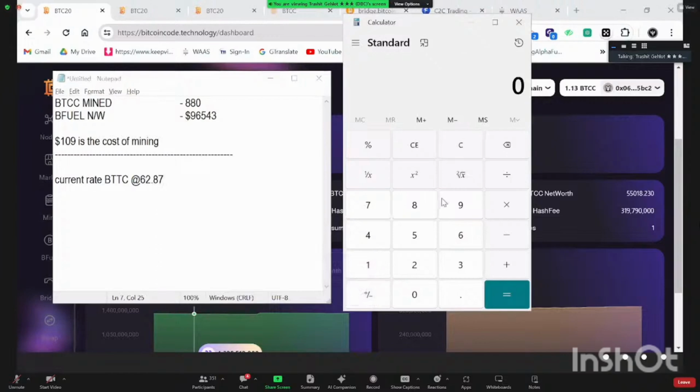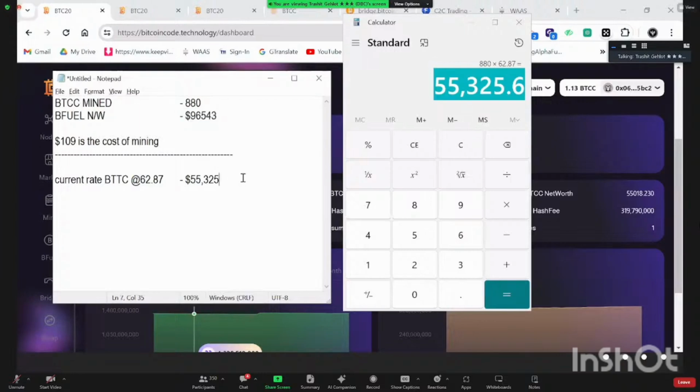How many BTCC are you having? 880 into 62.87. So your net worth of your BTCC is just $55,325, right? So you are not even covering the cost of mining. Your expenses are also not being covered over here, right?